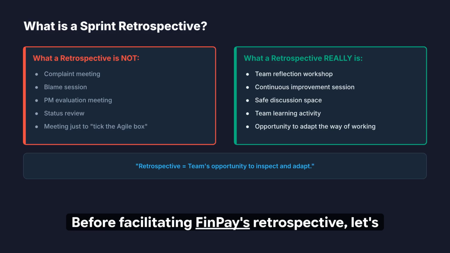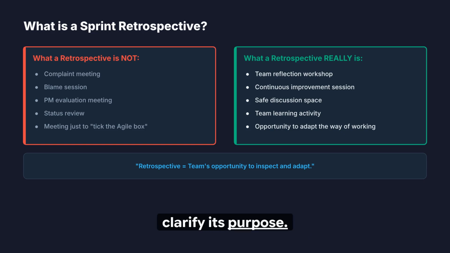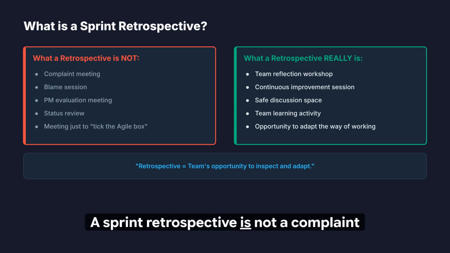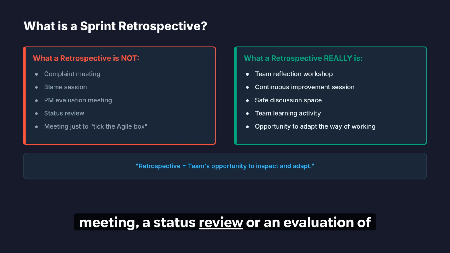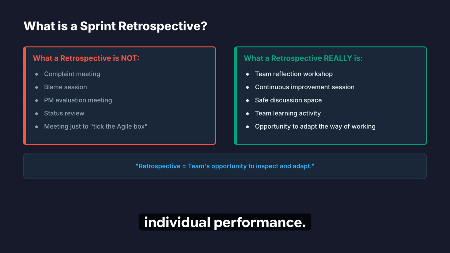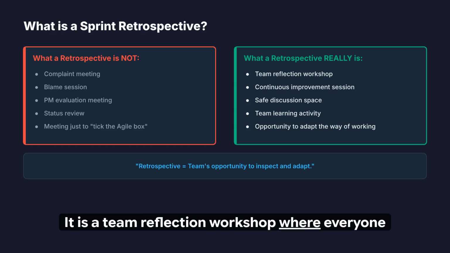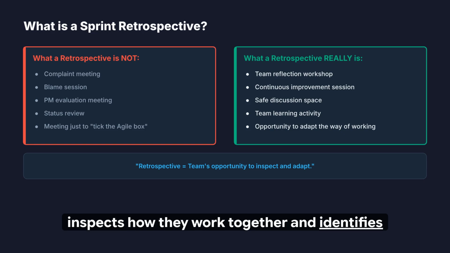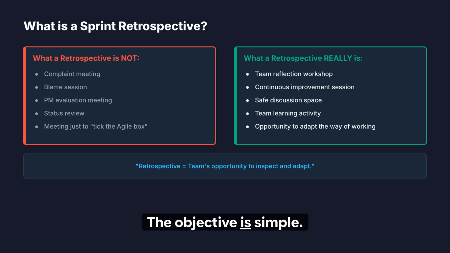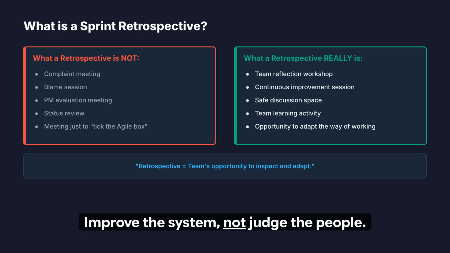Before facilitating FinPay's retrospective, let's clarify its purpose. A sprint retrospective is not a complaint meeting, a status review, or an evaluation of individual performance. It is a team reflection workshop where everyone inspects how they work together and identifies better ways of working. The objective is simple: improve the system, not judge the people.